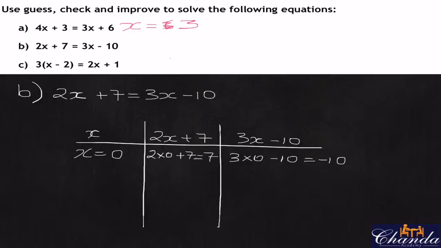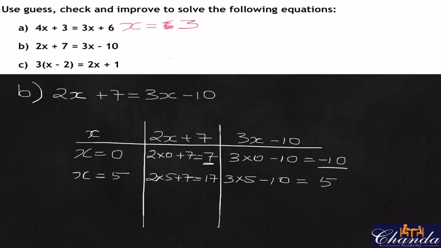Let's really increase the value for x. So let's try x equals, I don't know, we'll try x equals 5, all right? So we have 2 times 5 plus 7. So 2 times 5 is 10, plus 7 is 17. Then we have 3 times 5 minus 10. So 15 minus 10, which gives me 5. Okay, so we are somewhat getting closer. So this was far apart by 17 points. This time we're down to 12.